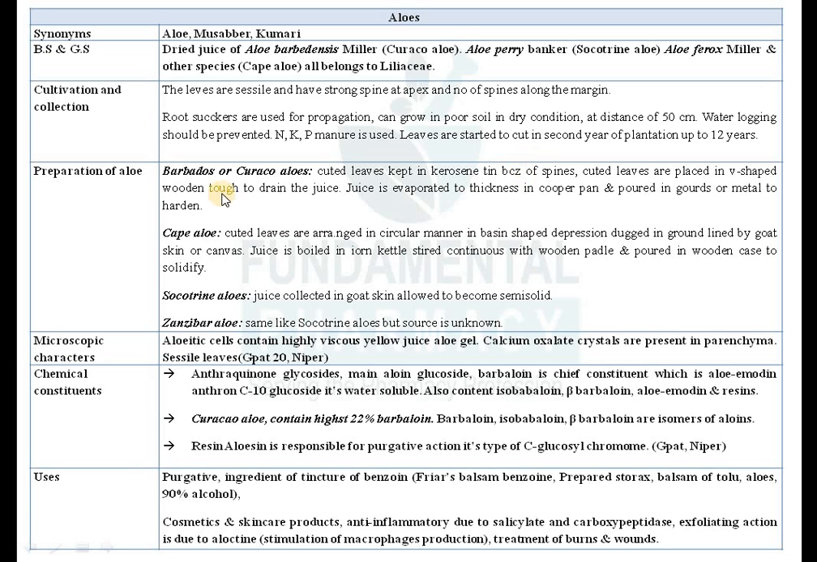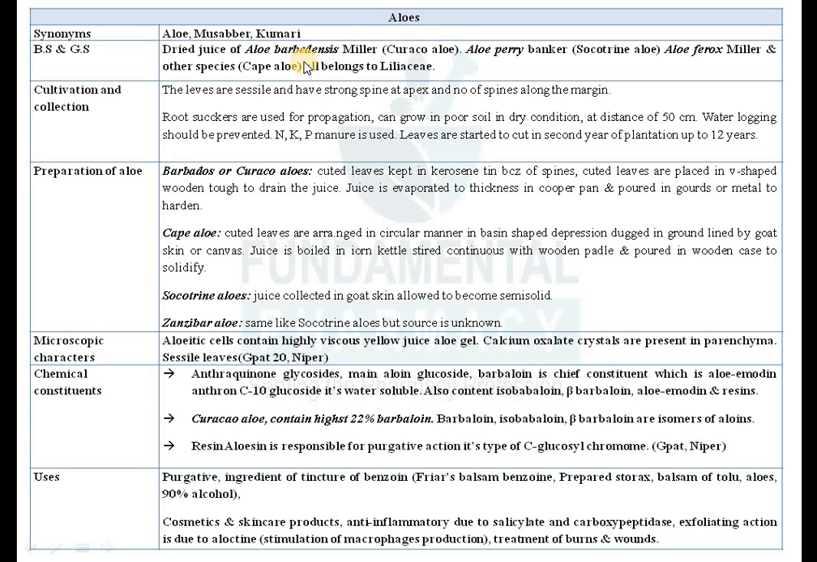mostly the girls are using lot of aloe vera. So aloe is also known as aloe, musabar, kumari, or it is also known as aloe vera. So kumari, musabar, aloe, they can ask you the synonyms. Okay. So it is nothing but the dried juice of Aloe barbadensis. What is the biological source? Dried juice of Aloe barbadensis, Aloe perryi or Aloe ferox or other species.